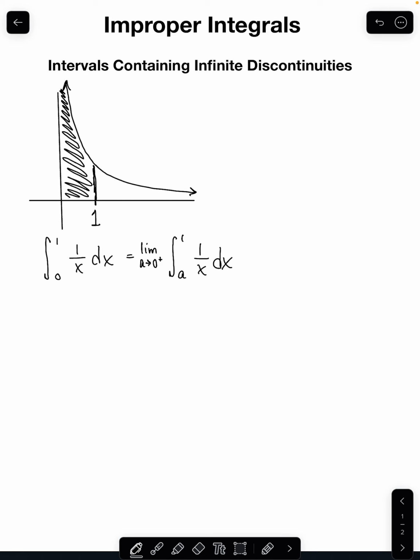Suppose, however, we were looking at an integral that was on the left side of the discontinuity. For example, suppose it was from -2 to 0 of 1 over x dx. In this case, we would be in quadrant 3. In this case, we would have to replace the upper limit of integration with a variable, and our limit would be as b approaches 0 from the left.